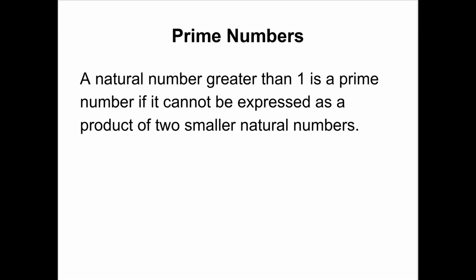So a prime number is a natural number greater than 1 if it cannot be expressed as a product of two smaller numbers. So first of all, it's got to be greater than 1, and so 1 is not prime. But if it can be expressed as two numbers multiplying each other, so 6 is equal to 2 times 3, that's not prime. But 7 can only be expressed as 1 times 7, so that is prime. No other way than itself and 1.